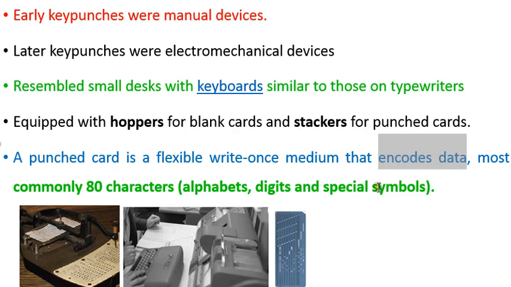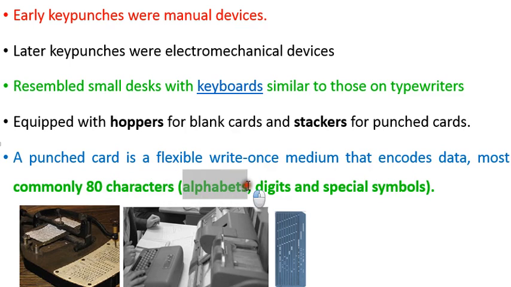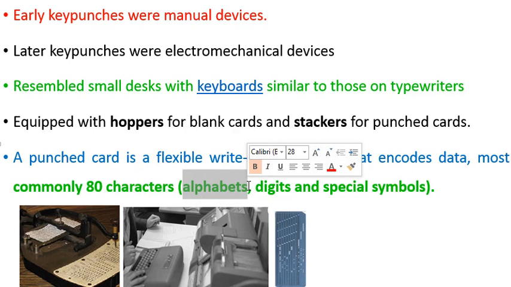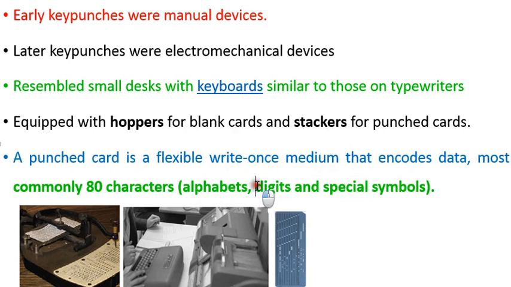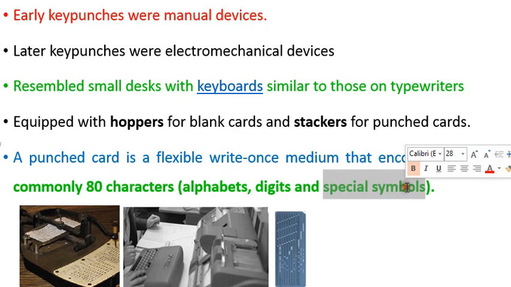And this data that is stored, mostly it is 80 characters, and these 80 characters include the alphabets from A to Z, both small letters and capital letters, and it is also used for storing digits, that is from 0 to 9, and some special characters like hash, asterisk, dollar sign, question mark, and the rest.